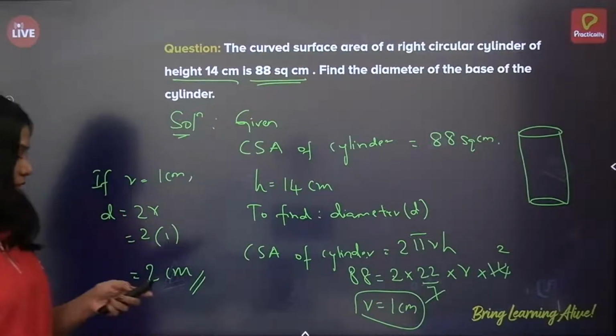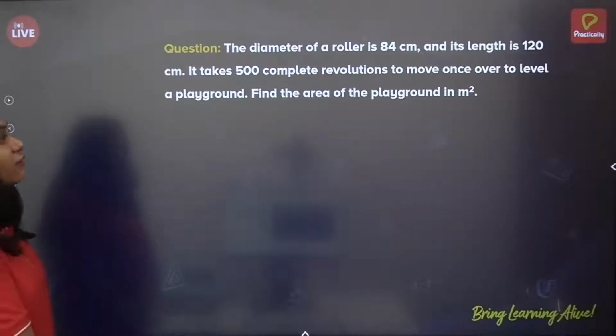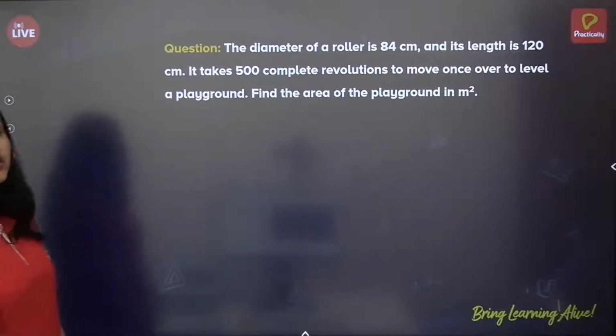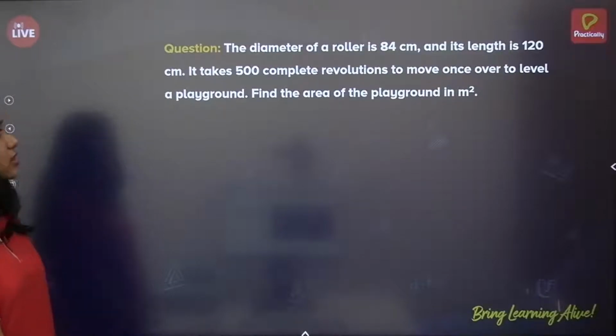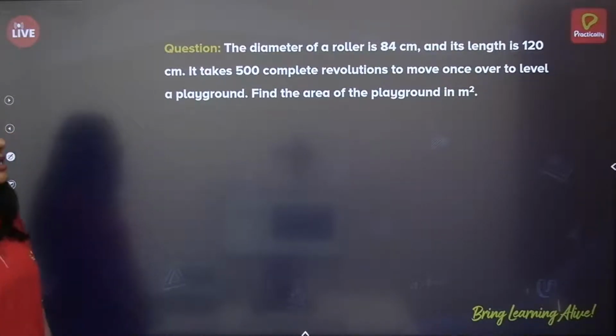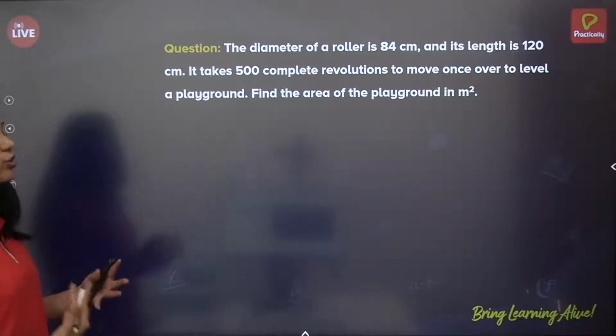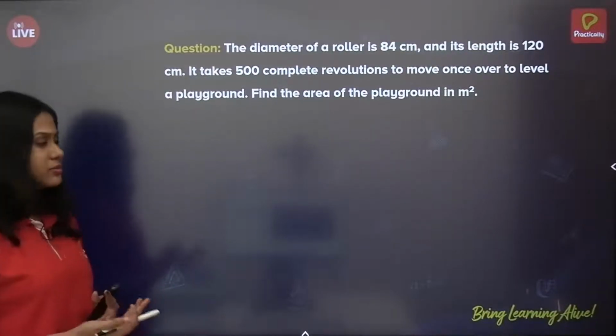Okay? Alright, next. The diameter of the roller is 84 centimeters and its length is 120 centimeters. It takes 500 complete revolutions to move once over to level a playground. Find the area of the playground in meters square. Okay, this is a different kind of problem, right? So, let us do it.